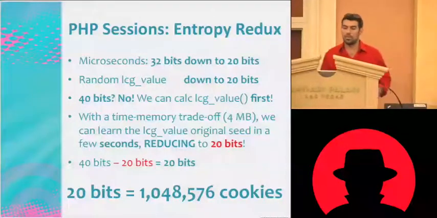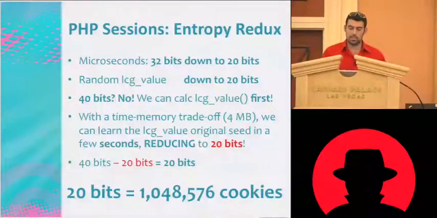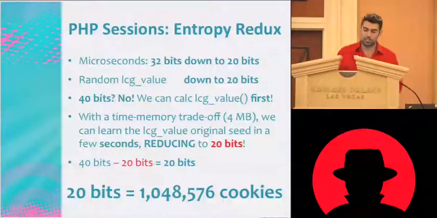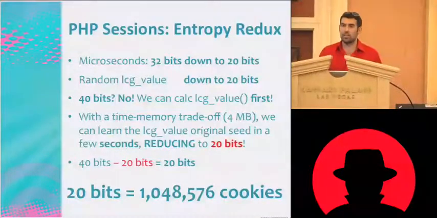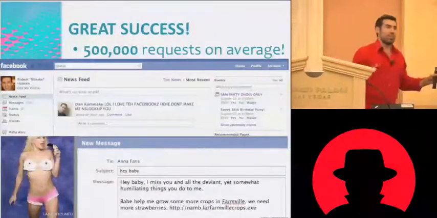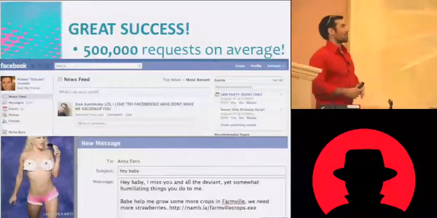What this means is I can reduce your cookie to 20 bits, or just over 1 million possible cookies, and guess which cookie is yours. I can predict cookies at this point. What this means is, on average, with 500,000 HTTP requests, which is not hard to do in a day, I can now log in as you. Great success. I sent 500,000 cookies, and I now log in as you.